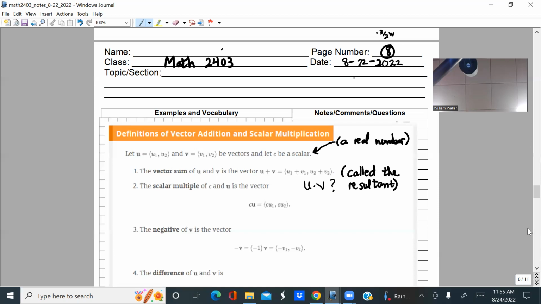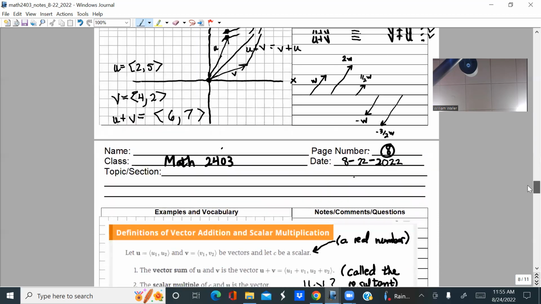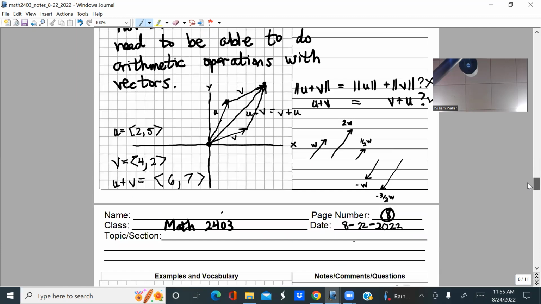Let's just show a little diagram of scalar multiplication and what effect that has. So here's a vector W. I don't know what the initial and terminal points are, or what the component form is for the vector W. But when you multiply the vector W times a scalar, the geometric effect is that it's going to lengthen or shorten the vector.